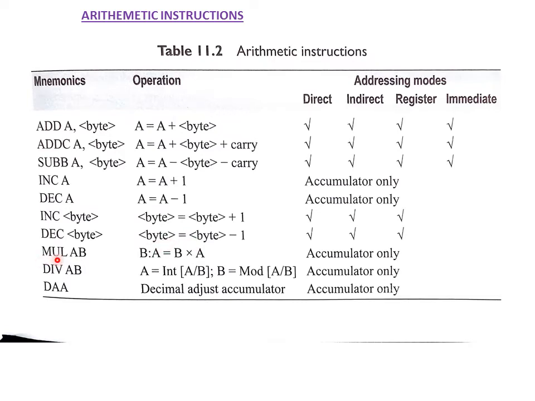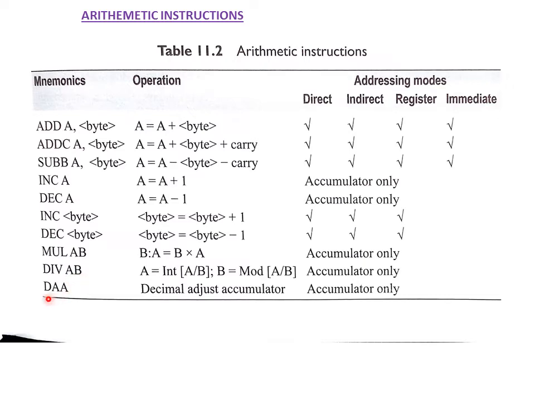Next, MUL A, B, which is multiplication. The multiplication is performed and the result is stored in the A register. Here A is the destination. Next, the division operation: same as multiplication, the result is stored in the A register here. If you treat A as the destination, the result is stored in A. If you treat B as the destination, the result is stored in B.